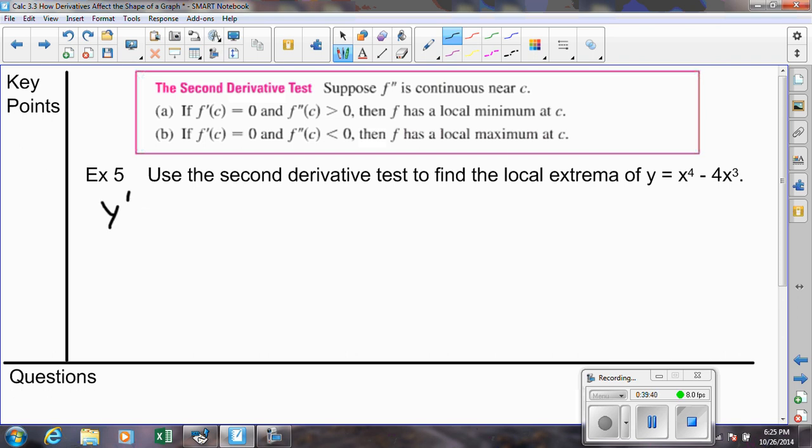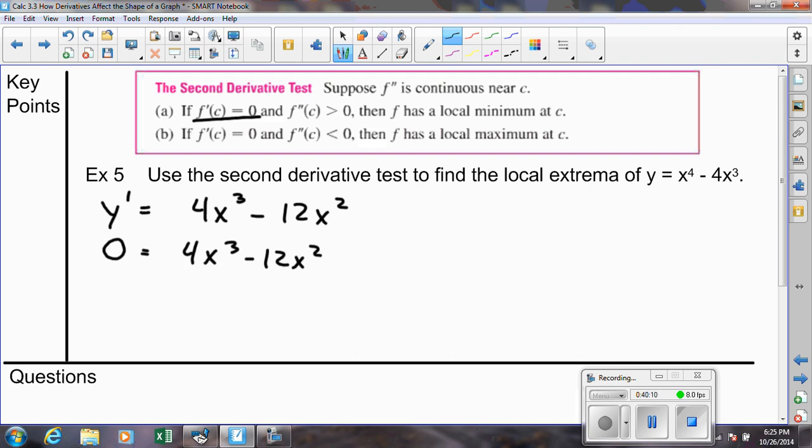So first derivative, that would be 4x to the third minus 12x squared. In order to find the possible places for a local minimum and a local maximum, we need to have the first derivative be equal to 0. So we still need to go through and solve when the first derivative is equal to 0.